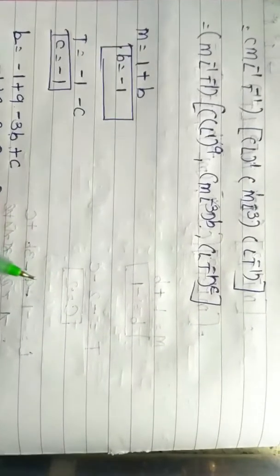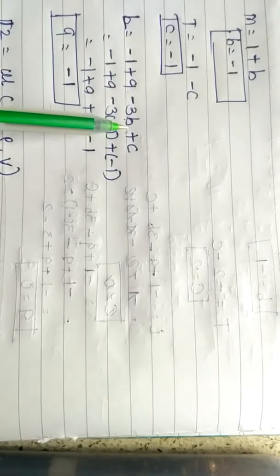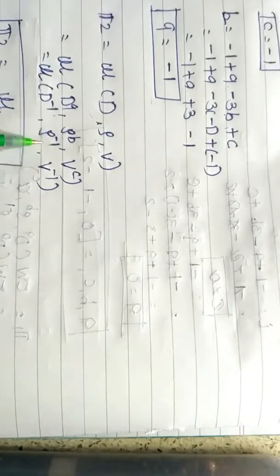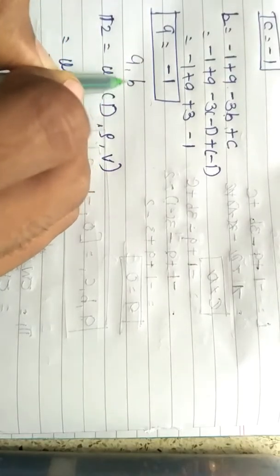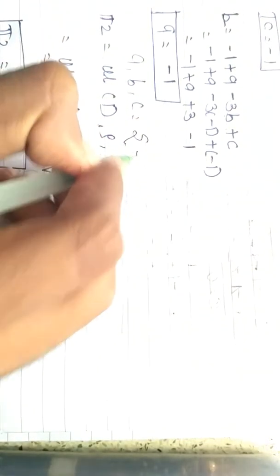So M equals 1 plus b, so b equals -1. After that, T equals -1 minus c, so c equals -1, and L equals -1 plus a minus 3b plus c, so a equals -1. So pi2 equals D raised to -1, rho raised to -1 and V raised to -1. So a, b and c equal -1, -1, -1. So pi2 equals mu upon D rho V.